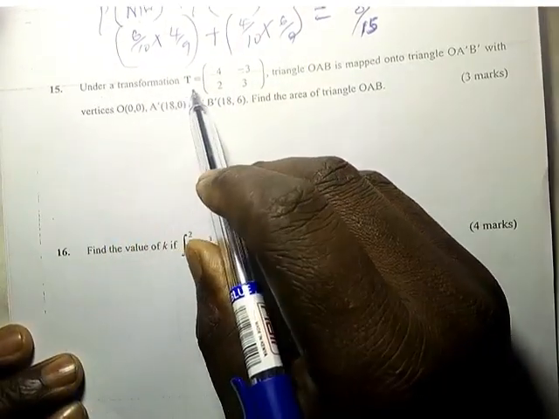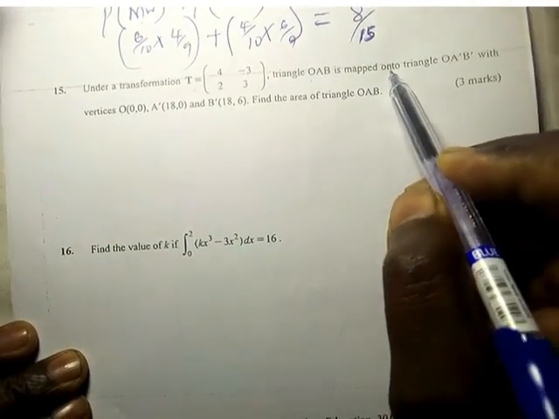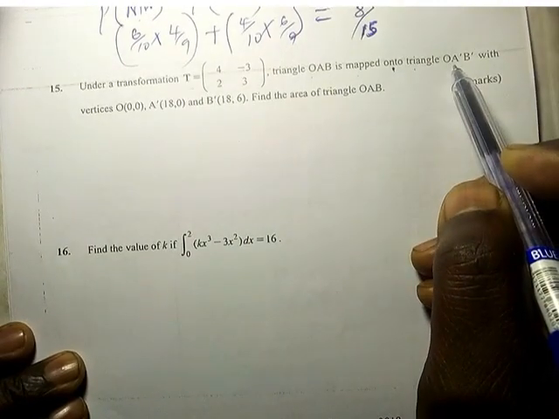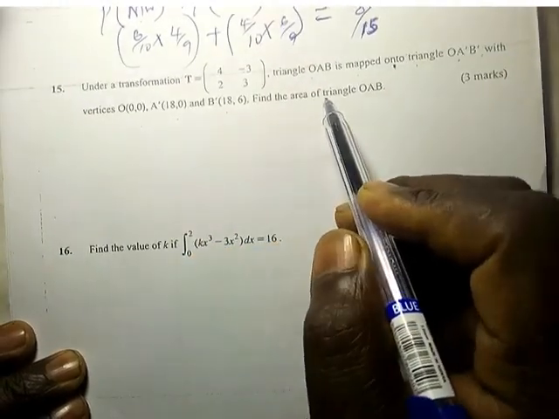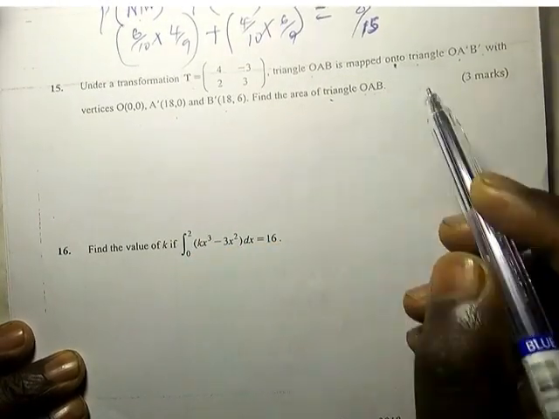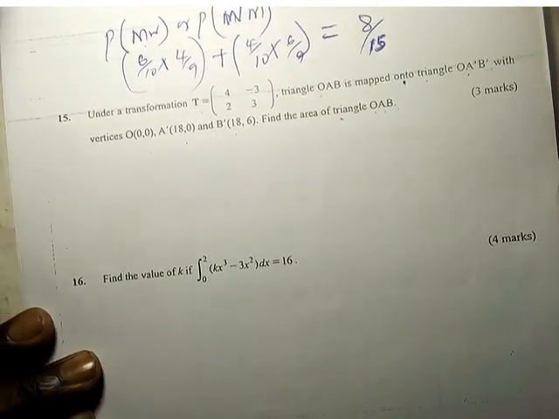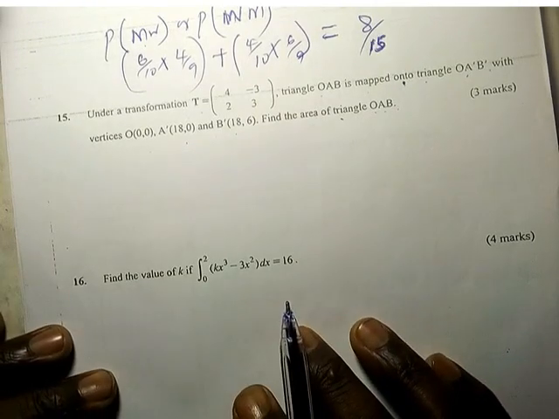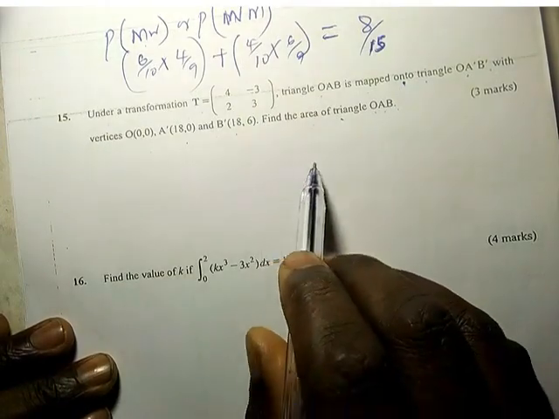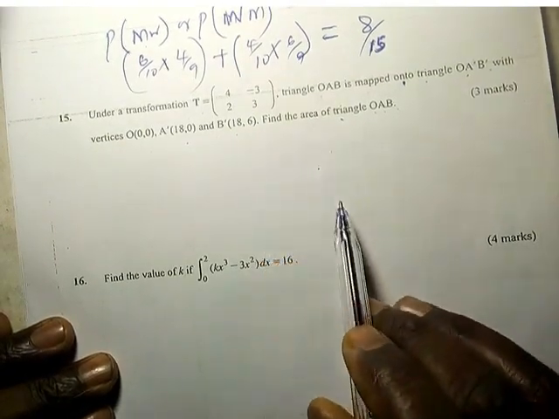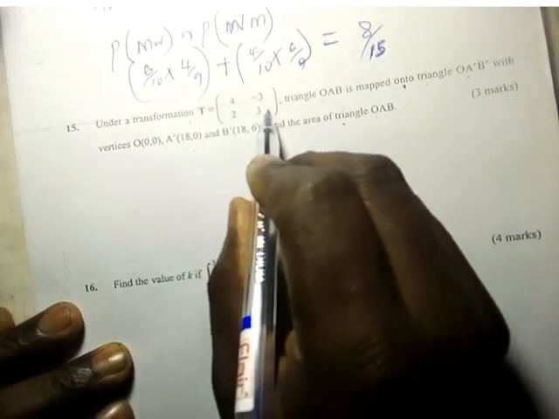And a transformation T, a triangle OAB is mapped onto triangle this image with vertices this, this and that. Find the area of triangle OAB. Remember when we were talking about matrix? Area of the object is exactly equal to the area of the image divided by the determinant of the transformation matrix. So let the transformation matrix be this. Let us get the determinant of the transformation matrix.